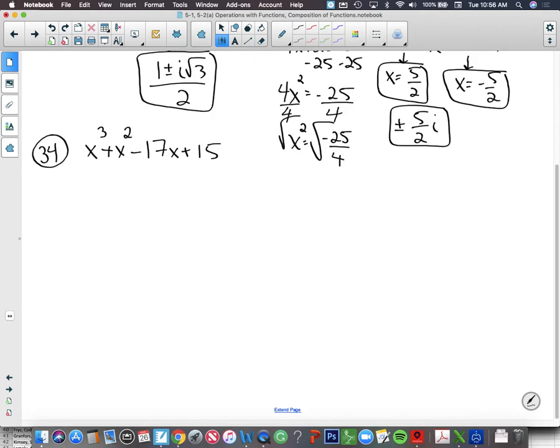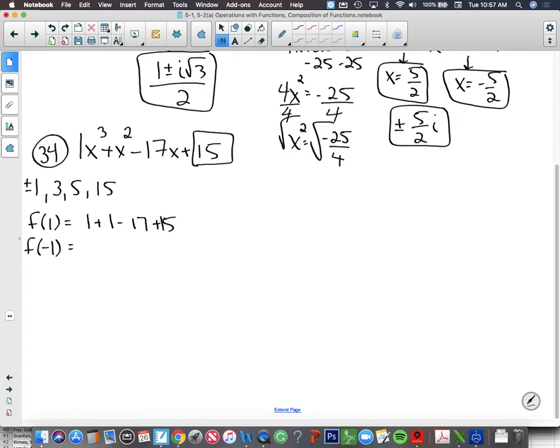So you're not given any factors, so that means we have to start trying things. We look at factors of 15 over factors of 1. The numbers that go into 15 would be 1, 3, 5, and 15, and over 1 is not going to change those. So let's start plugging them in until we get a 0. f of 1, f of negative 1. Let's just try those two first. So plugging in a 1, that gives me 1 plus 1 minus 17 plus 15, and that's the 0 right there. So we don't need to care about that negative 1. Let's just use positive 1. So 1 goes in the box.